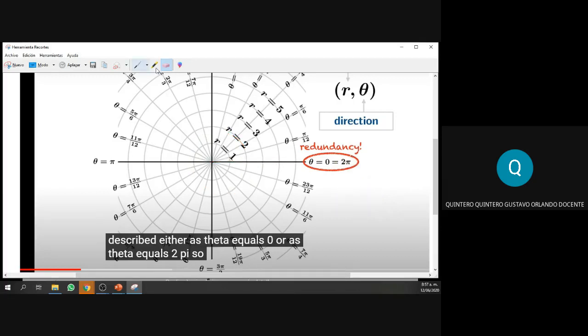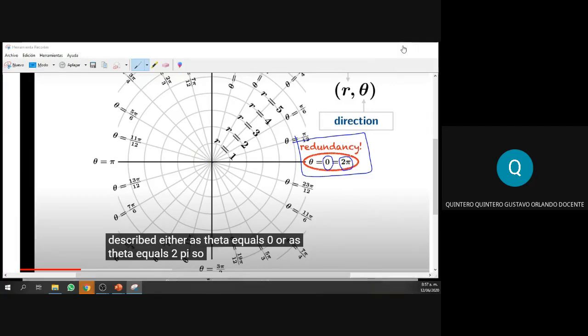Let me erase all of this. The guy said, this is a redundancy. What do you mean 0 is also 2 pi? Well, it is not. 0 and 2 pi are 2 different numbers. 2 pi is 6 point something. But in the plane, 0 and 2 pi represent the same thing. And that happens to every single point.